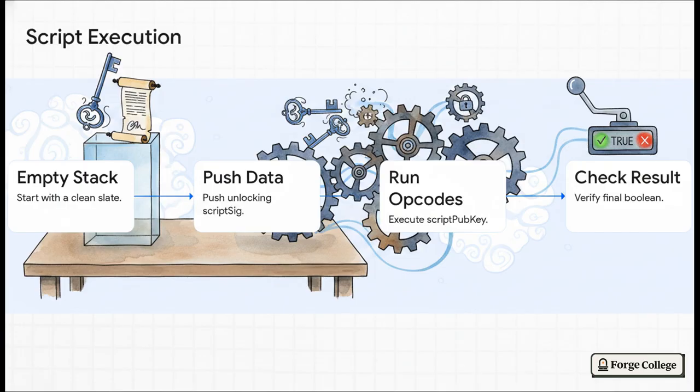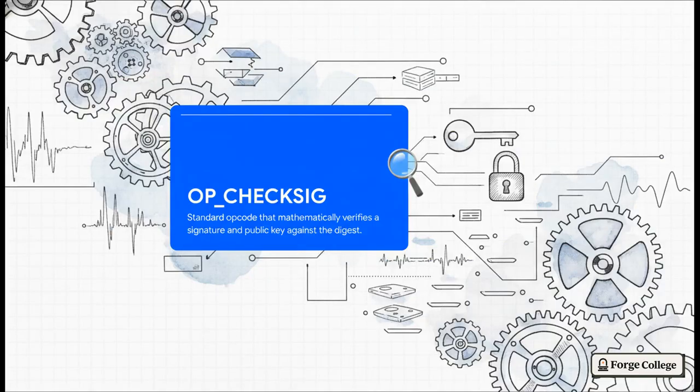Next, we execute the locking script opcodes, the script pub key, which act like a series of mechanical tests against that unlocking data. We duplicate the key, we hash it, and we check if it matches the expected lock. We're essentially watching the gears mesh together step by step. Eventually, those gears hit a specific instruction called OP_CHECKSIG. Now, don't let the technical name intimidate you.